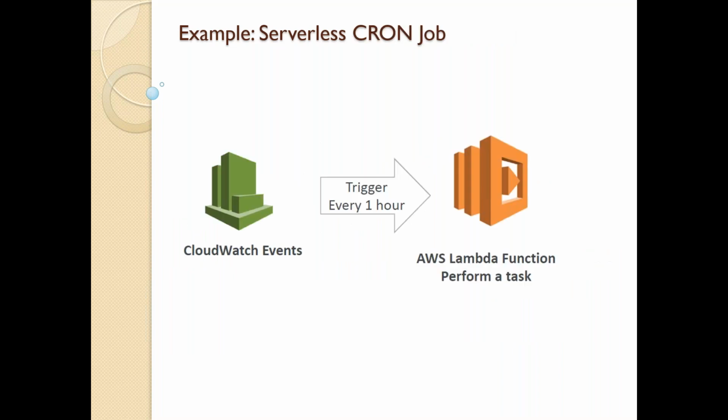Okay, and you can also use CloudWatch events to trigger a Lambda function and make it a cron job, right? You can say every 1 hour you run this. So what are some of the use cases where you can use Lambda? Say, for example, you want to take a backup of your application or some folder, you can go and do it like this, right?